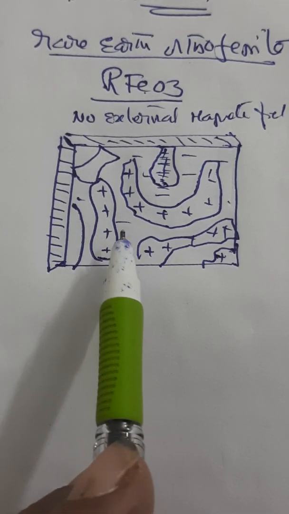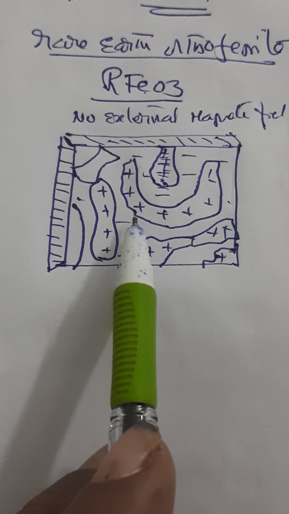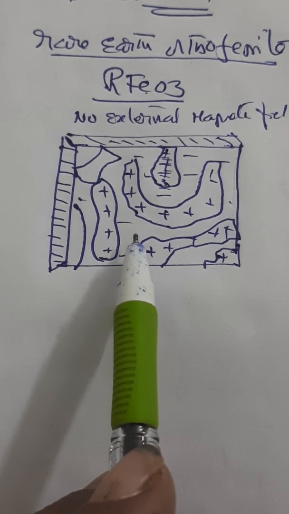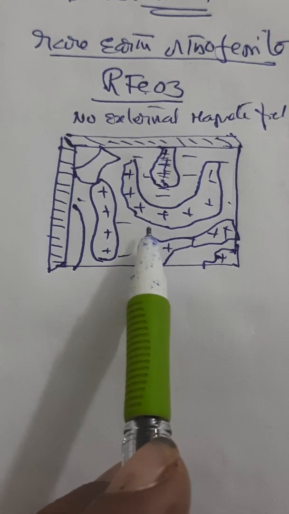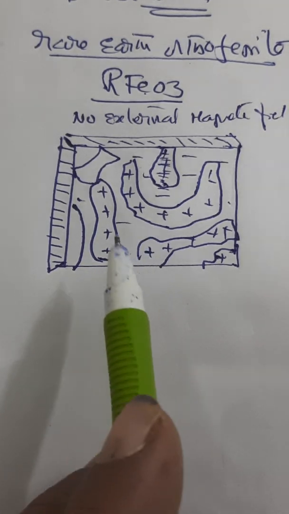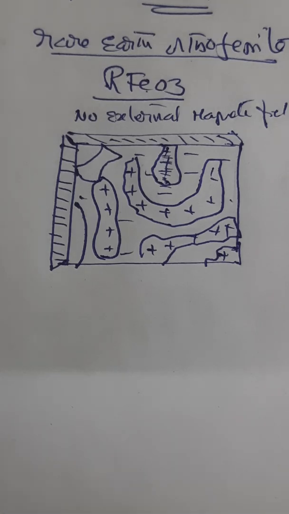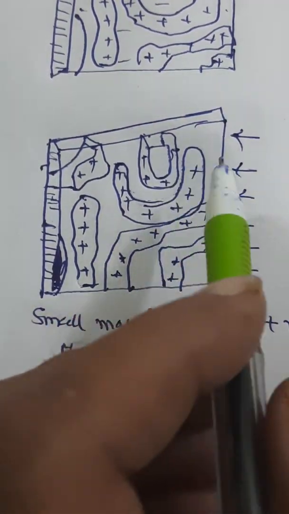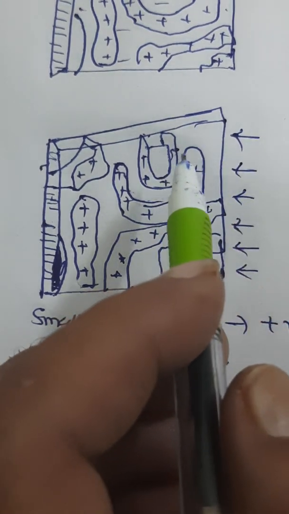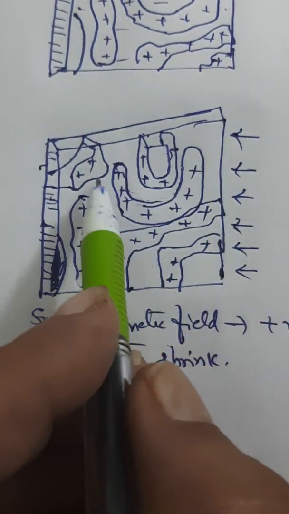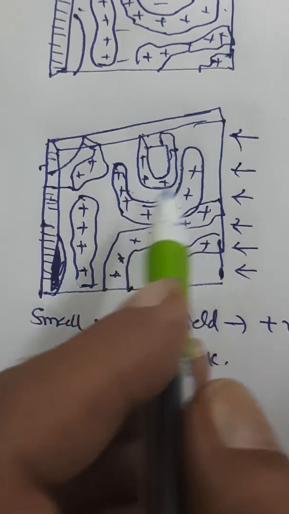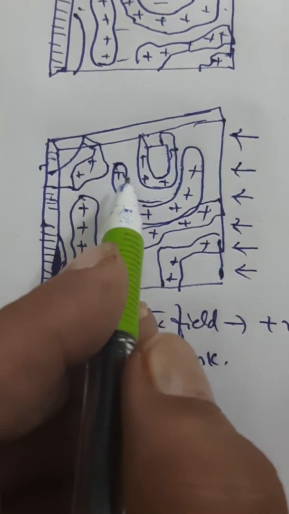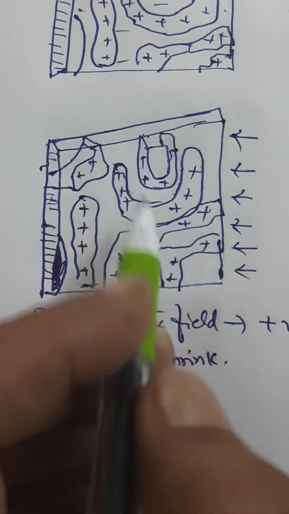Now, the behavior of these strips is entirely different when you apply a varying external magnetic field in a direction perpendicular to the film. So, what will happen when a magnetic field is applied? We shall see. When a magnetic field is applied perpendicular to the thin film, the magnetic domain strips oppose the external magnetic field, and as a result, they begin to shrink.